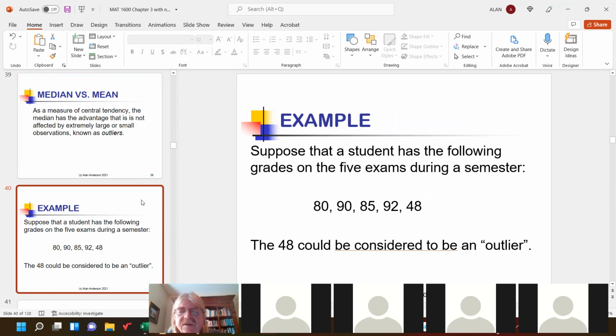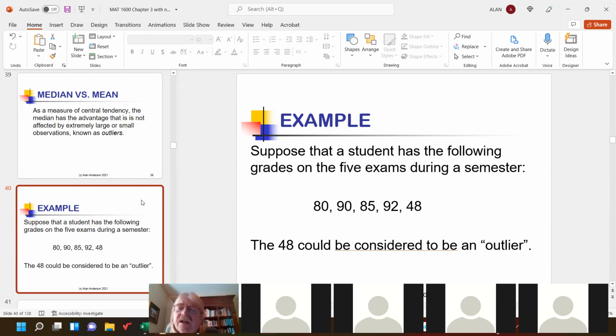Suppose you have 5 exams. You do really well in the first 4. The last one, let's say you're sick and you don't do so well on that final exam. The 48 is significantly smaller than your other scores. So you can tell, most likely something was wrong that day. And so this is why you only got a 48. So we can think of this as an outlier because it's substantially smaller than the other elements in the sample.